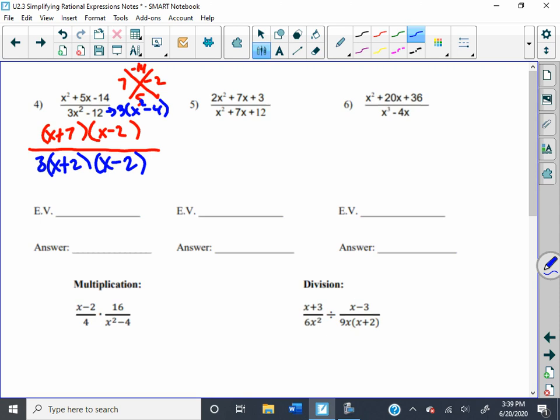Now we'll go ahead and state the excluded values. So we'll set x plus 2 on the bottom equal to 0. We're going to get negative 2. We'll set x minus 2 equal to 0, and so we'll get x equals positive 2.